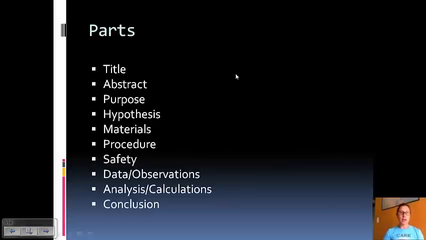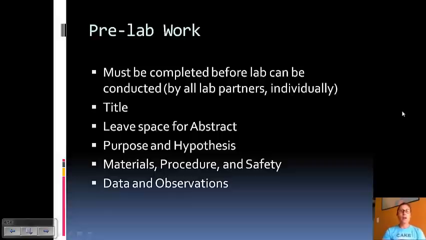Okay, so the parts of a lab report, we've got the title, abstract, purpose, hypothesis, materials and procedure and safety, data and observations, analysis and calculations, and then the conclusion. Before you can conduct the lab, and you would need to check this with me, you must complete all the pre-lab work. This will be done, again, individually, but you can discuss it with your lab partners.